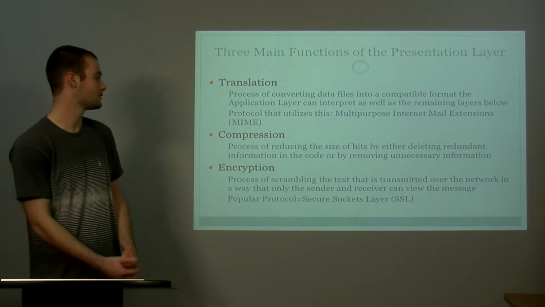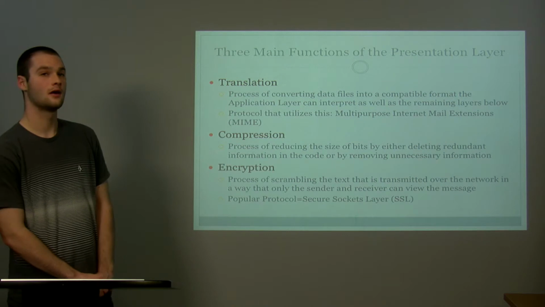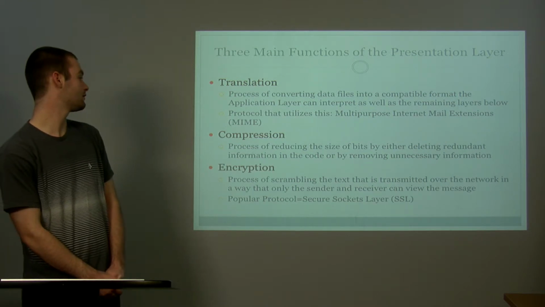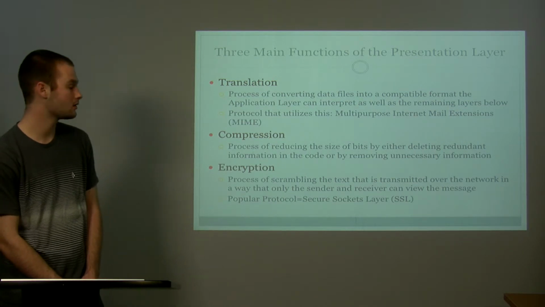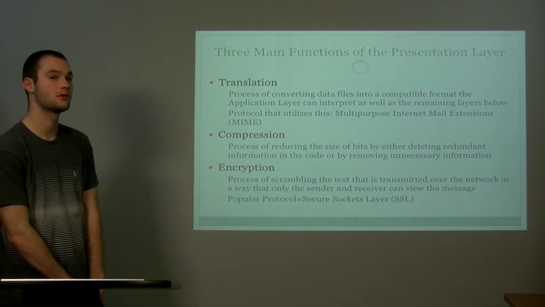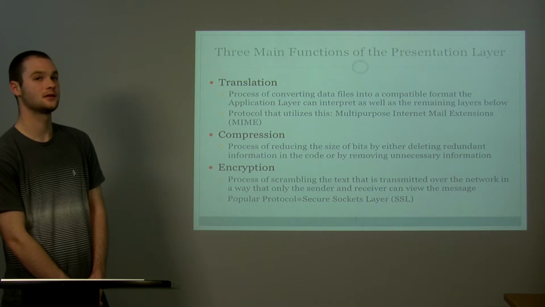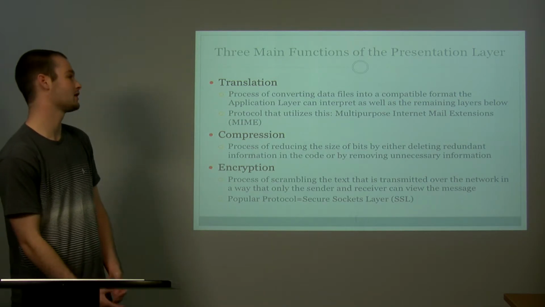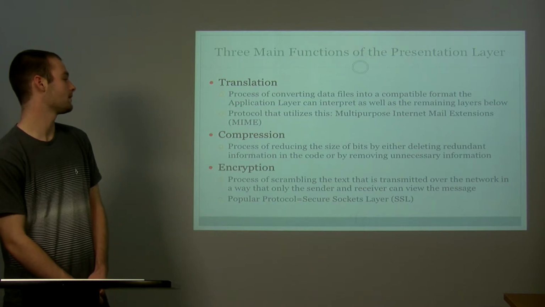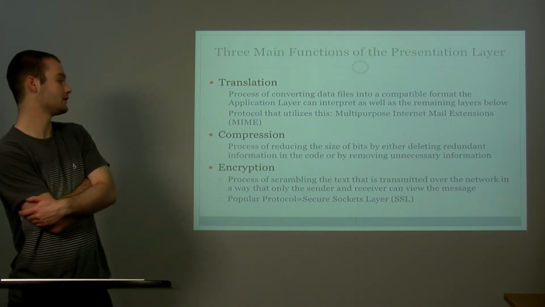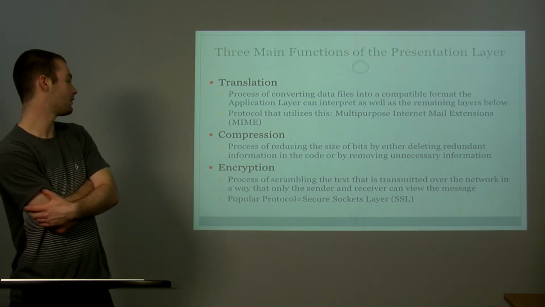Another function is compression. This is the process of reducing the size of the bits. And there are 2 ways of doing this. You can either delete redundant information in the code or remove unnecessary information in the code. Compression is important because when you're transmitting data across the network, sometimes it can get congested and it can take a while. So compressing the file helps to increase the throughput of the file.